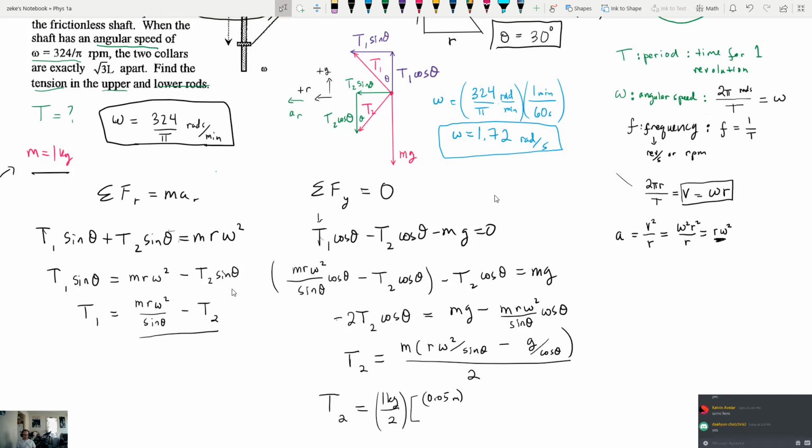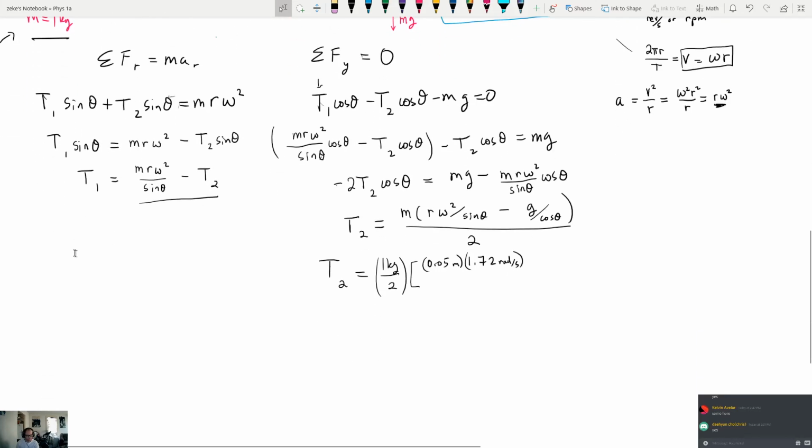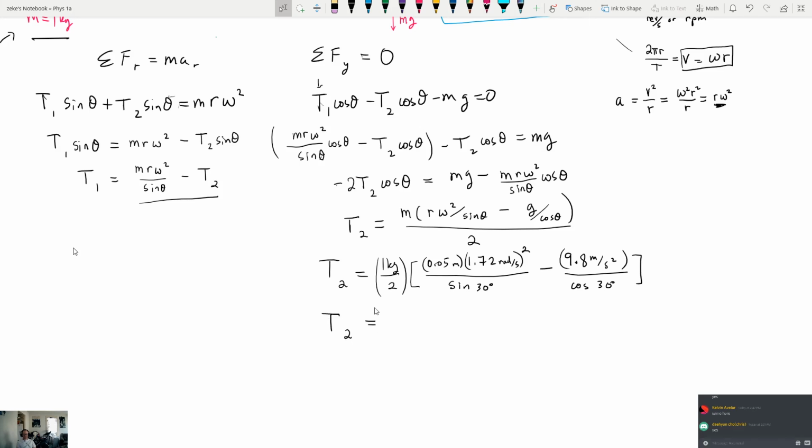Times omega, which we said was 1.72, squared. Divided by the sine of theta, sine of 30. Minus g. Everything's in meters now, and kilograms, so we can put in 9.8. And then divide that by cos 30. Now, hopefully this is a positive number.